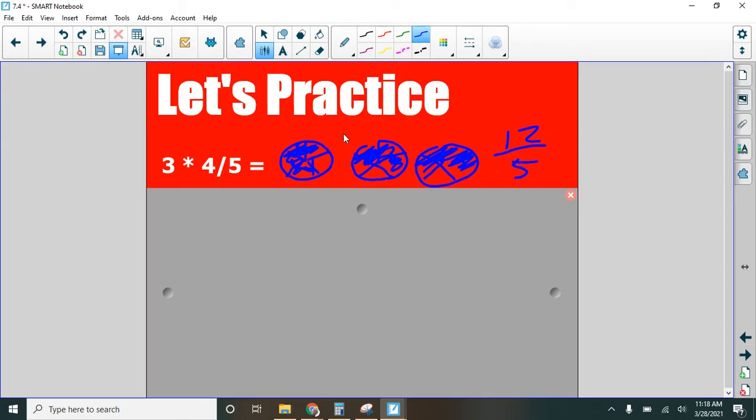Right? This one is 4/5 plus 4/5 plus 4/5. And my shading isn't super pretty, right? But you can see that, right? 4/5, 4/5, 4/5 equals 12 fifths.